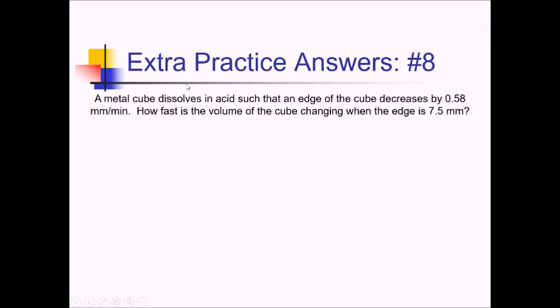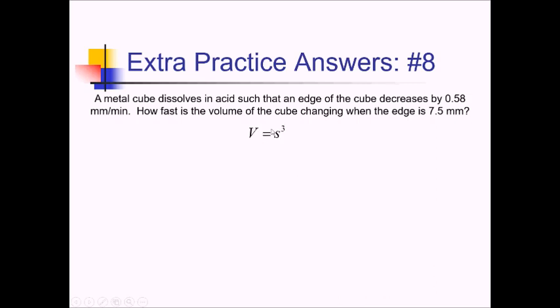On this one, we have a metal cube dissolving in acid such that the edge is decreasing by 0.58 millimeters per minute. We want to know how fast the volume is changing when the edge is at 7.5 millimeters. So we're talking about a rate of change of volume. We already have a rate of change of the edge of the cube. This is a related rates problem since there are multiple related rates here. And we need a formula that ties it all together that we can differentiate to get at those rates of change. So how about the volume formula for a cube?